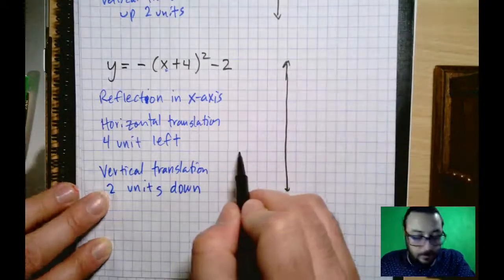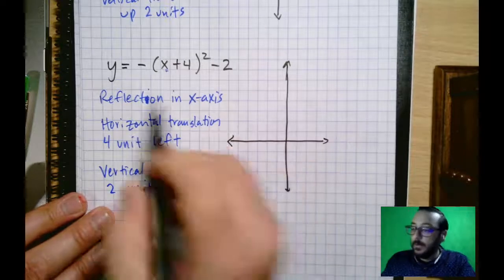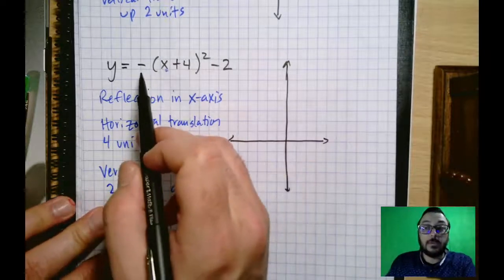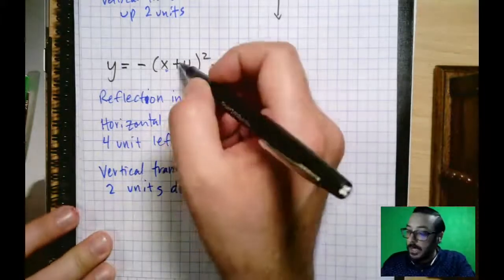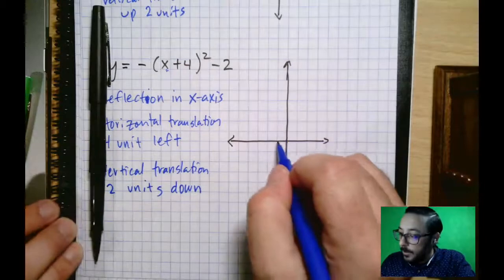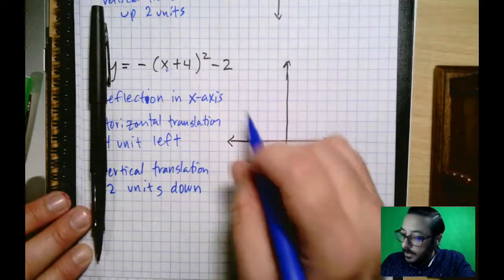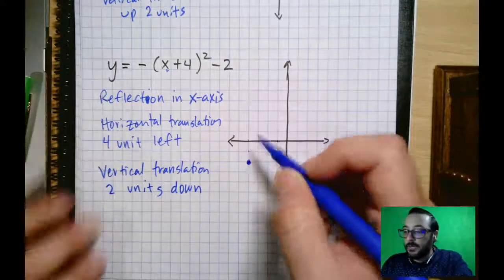So let's see. We know it's going to be a reflection. So actually, since it's a parabola, that means it's going to be upside down. So let's take a look. We've got to go 4 left. Okay, let me do it. 4 left, 1, 2, 3, 4, and 2 down, 1, 2. And then there's no stretch or anything.